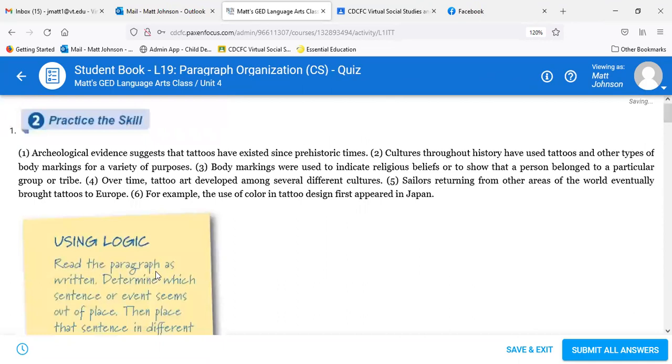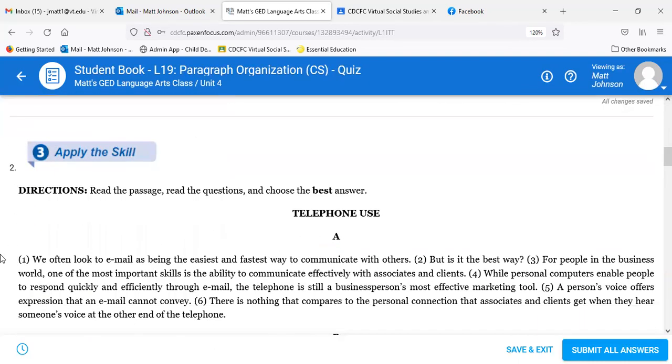So if we look here, it'll say over time, tattoo art developed among several different cultures. And then, for example, the use of color in tattoo design first appeared in Japan. It would probably just be better if they said that, when tattoos first appeared in Japan, but it does flow a little better. And then that leaves the last sentence as sailors returning from other areas of the world eventually brought tattoos to Europe. So we'll get some more practice here.